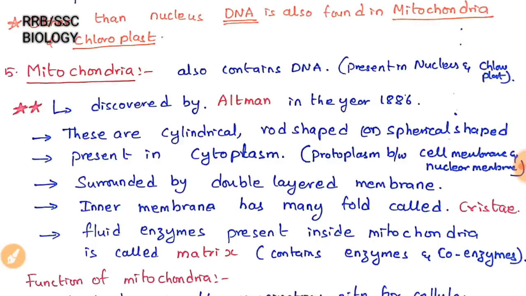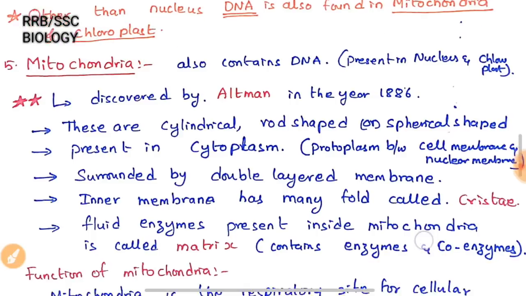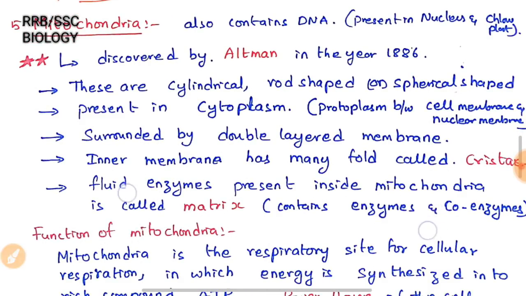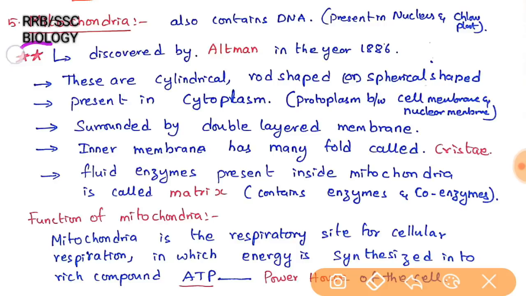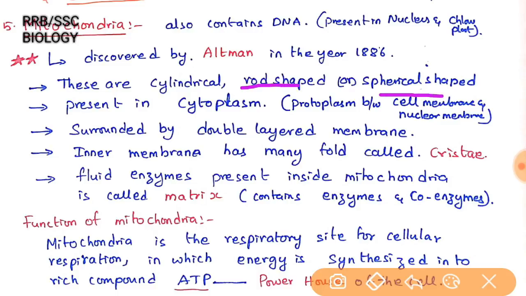Okay, friends, now we will see what mitochondria is. Mitochondria also contains DNA, which we discussed earlier, present in the nucleus and chloroplast. This is very, very important, friends. Mitochondria was discovered by Altman in the year 1886. They are cylindrical in structure, rod-shaped or spherical-shaped.